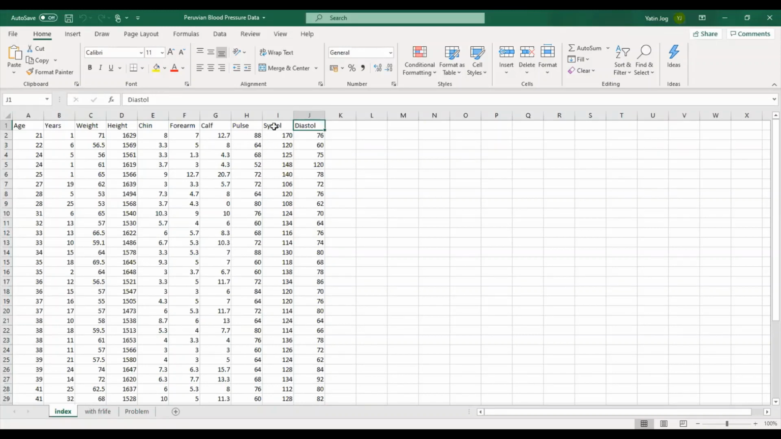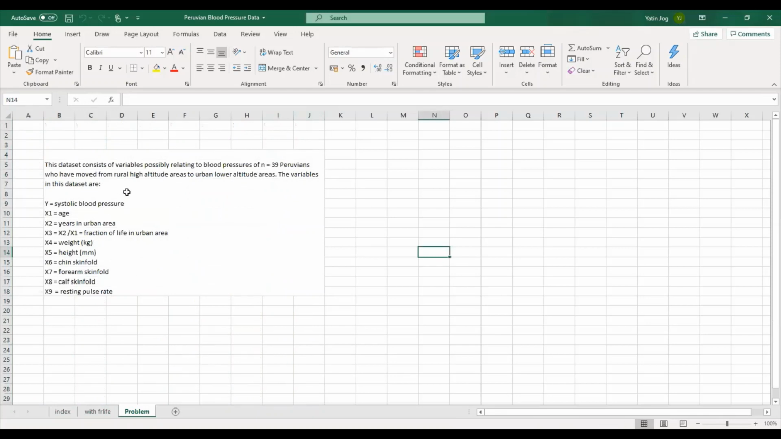And we are trying to create a data model using variables like age, years, weight, height, chin, forearm, calf, and pulse. We don't know whether all these variables are required in my data model or whether I should exclude some of them. So I need to create a data model out of it, so that for any person, if I know age, weight and height, I can predict the high blood pressure and low blood pressure for that person. Then that person doesn't have to come to my clinic every time. Maybe something like that. So I'm trying to create a data model for high blood pressure and low blood pressure.